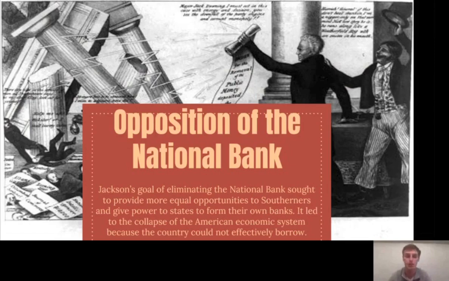Why did he oppose the national bank? The first reason he opposed it was because he wanted to give more equal opportunities to Southerners, the people he represented, the people who voted for him. He wanted to make sure that those he represented had a voice in government. And he felt like he couldn't do that if he couldn't respect the votes that he had gotten from the common man Southerners if the national government was in all this debt. So he tried to give the power to the states.